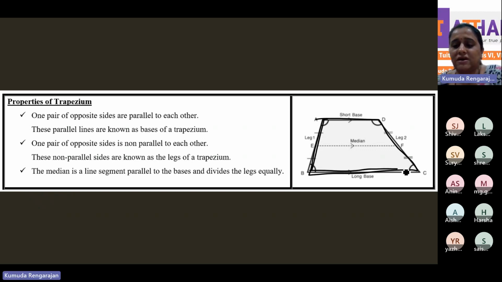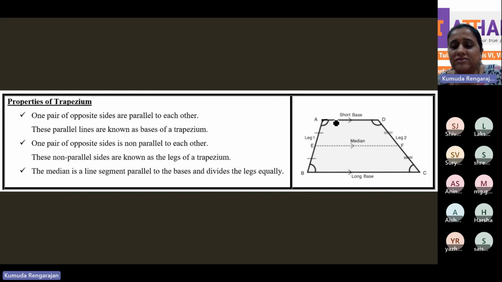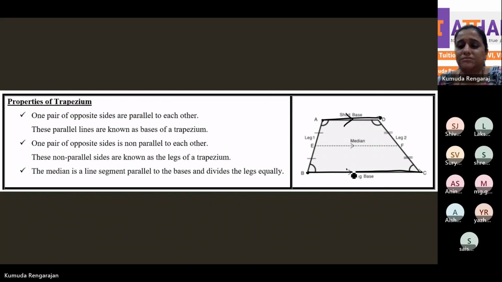AB and BC are the adjacent sides. BC and CD are adjacent sides. CD and DA are adjacent sides. DA and AB are adjacent sides. Now the opposite sides AD and BC are parallel. That's why it's called a trapezium. Only one pair of opposite sides will be parallel in a trapezium.